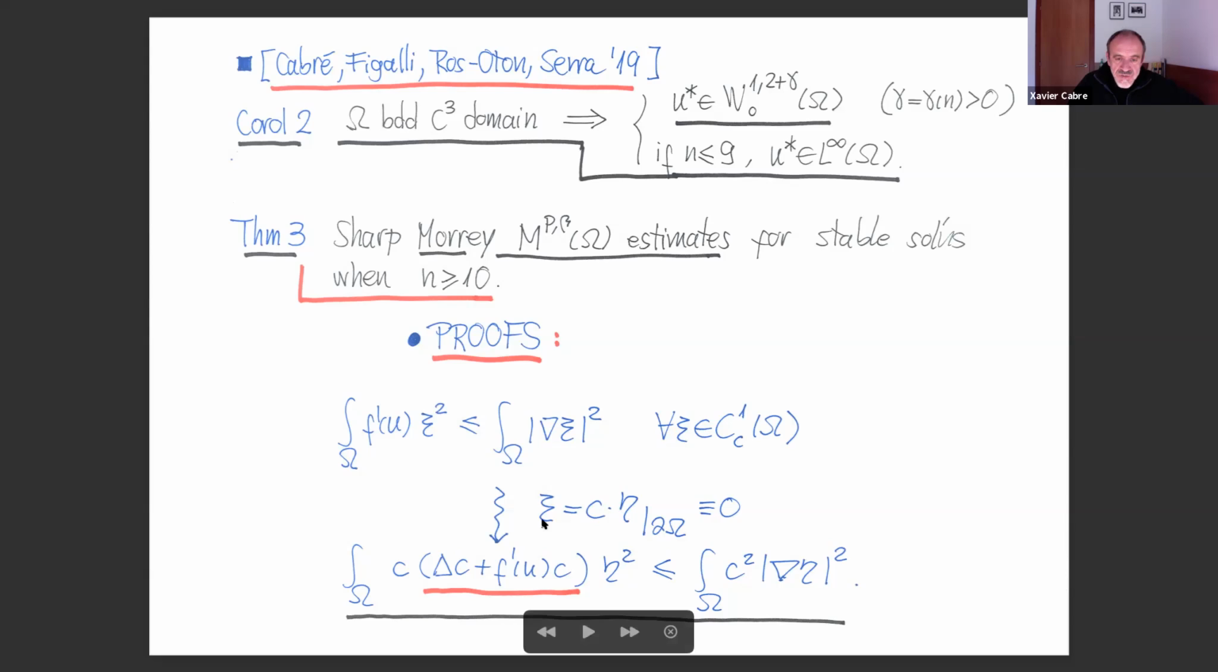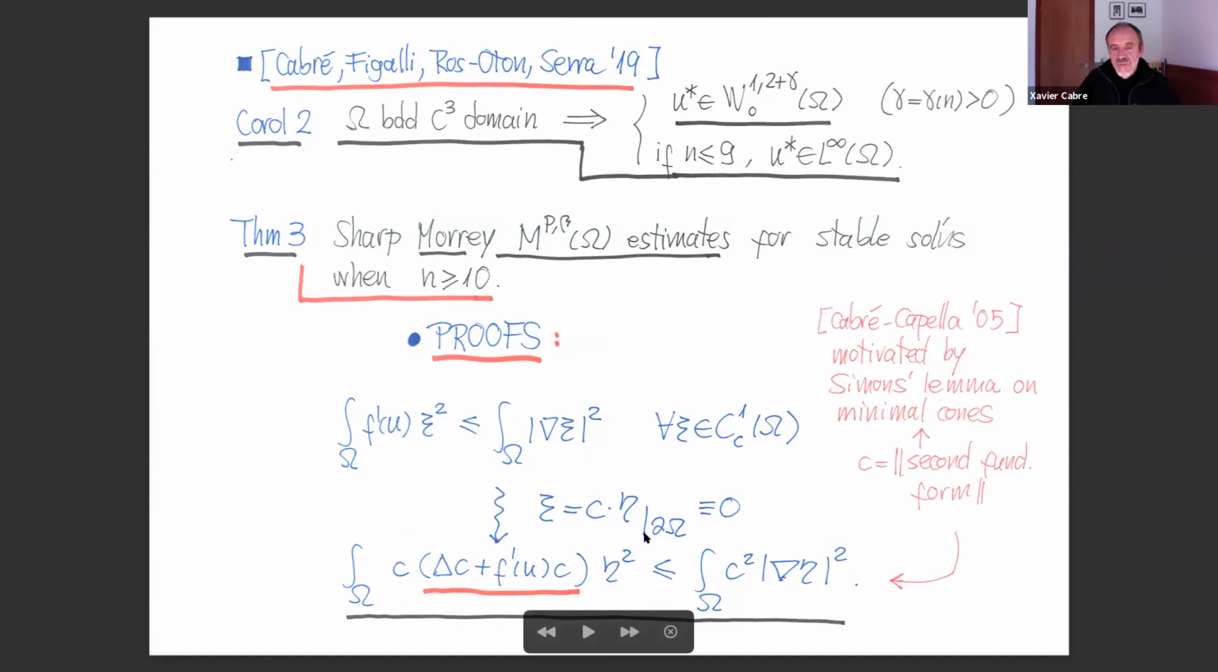Once you put this function xi, a product of two functions, inside here, you manipulate a little, integrating by parts. It's very simple. And you obtain this relation, which is nicer than the first one in the sense that you see the linearized operator here acting on c. So the game now will be to choose appropriate c functions, which are appropriate in the sense that they satisfy something interesting for the linearized problem, right? All right.